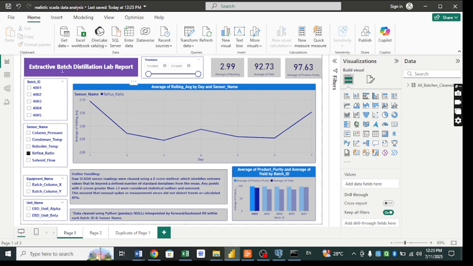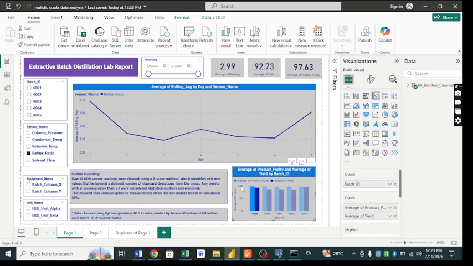Extractive batch distillation is widely used in plants to purify ethanol and similar chemicals, but plants often struggle with inconsistent purity and yield across the batches. My goal was to uncover actionable insights that help stabilize and optimize the performance.